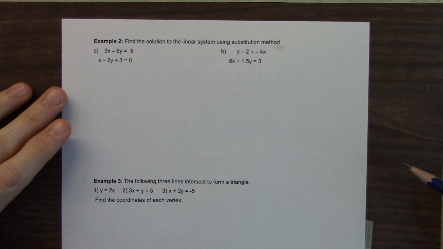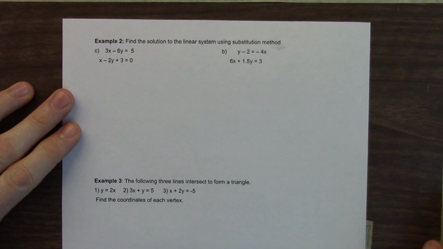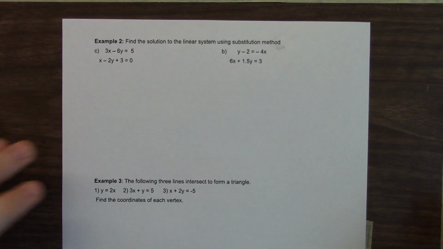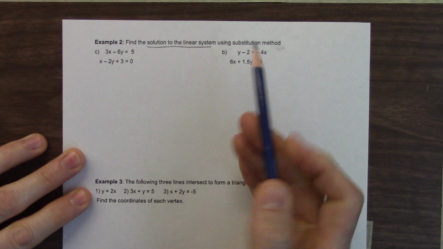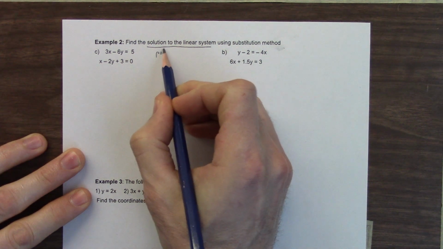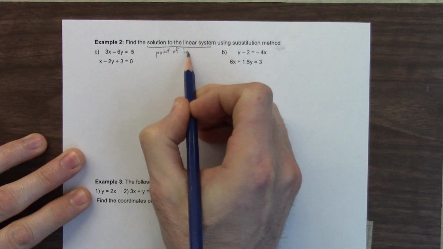I'm hopeful. Example 2. Find the solution to the linear system using the substitution method. There it is again. The solution to the linear system. That's a fancy way of saying the point of intersection.